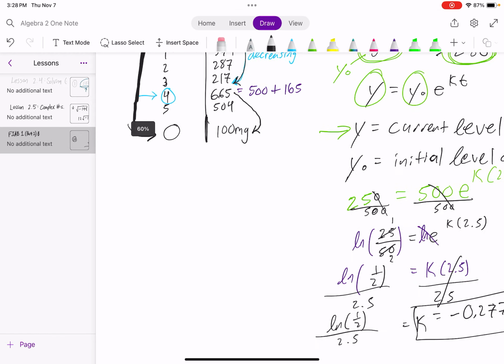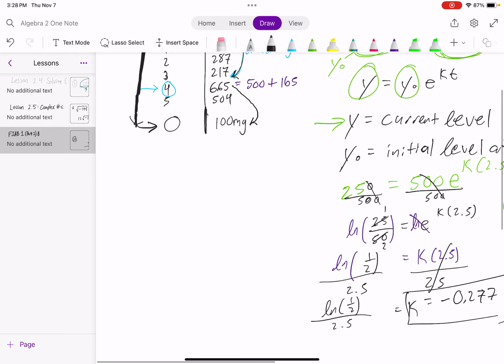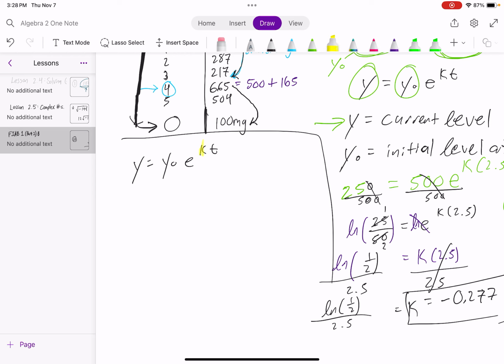Now I could do some calculations here. So now we know what K is. So now I have my new equation. Y is y naught e to the kt, where we now know what K is. We know E is a number we know. It's around 2.2. And we know that we're starting with 665. And we're going to end with 100.